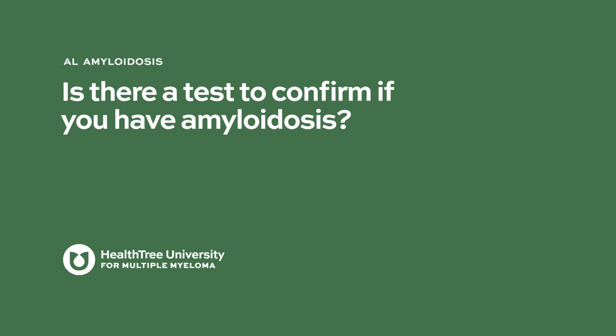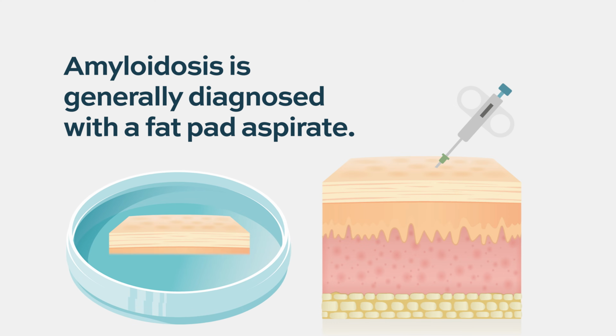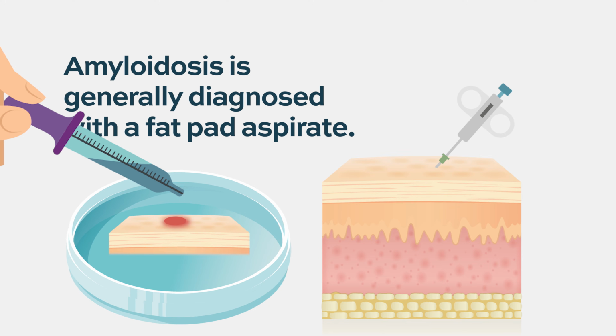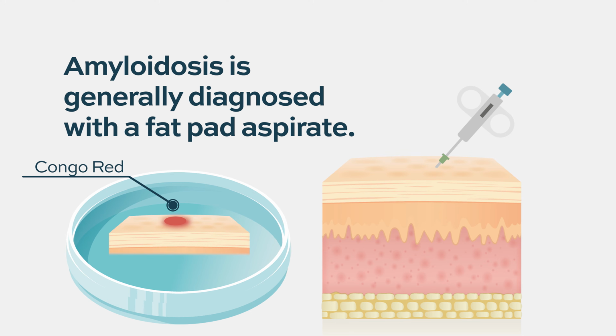Is there a test to confirm if you have amyloidosis? Amyloidosis is generally diagnosed by means of a biopsy. A test one might read about is a fat pad aspirate, which basically involves sucking out a tiny amount of fat from under the skin on the abdomen. The sample is about the size of a chickpea, and a special stain called Congo red staining is done on that sample.